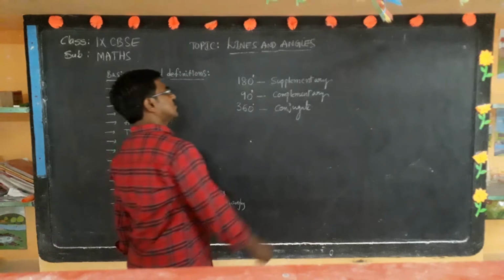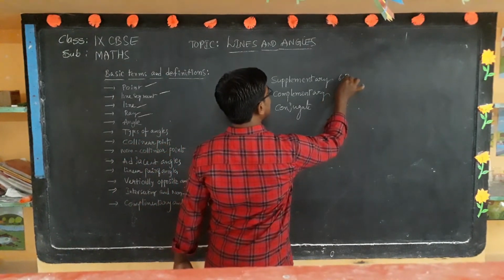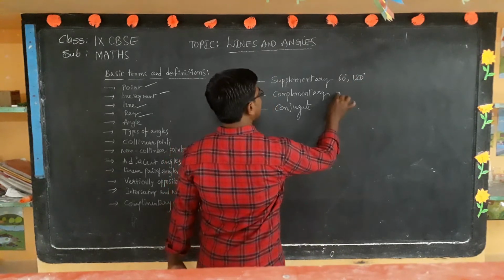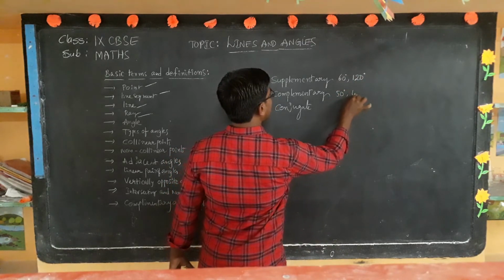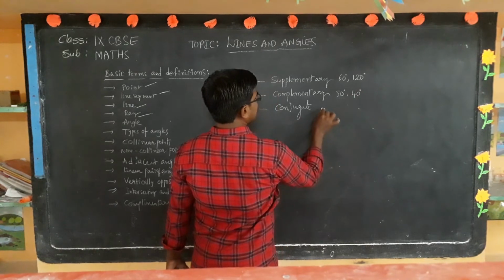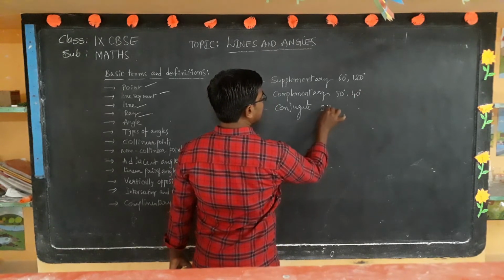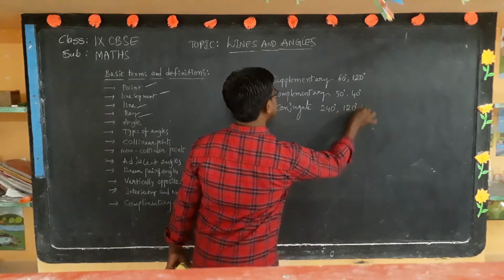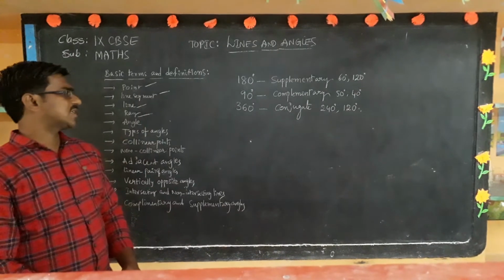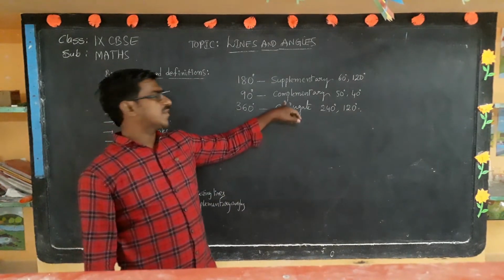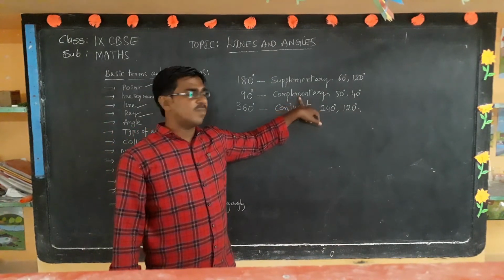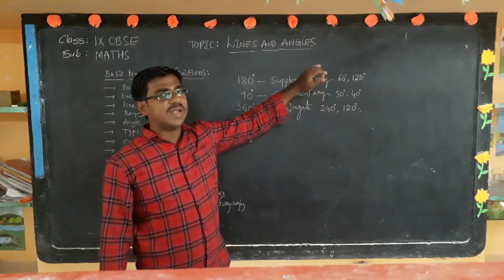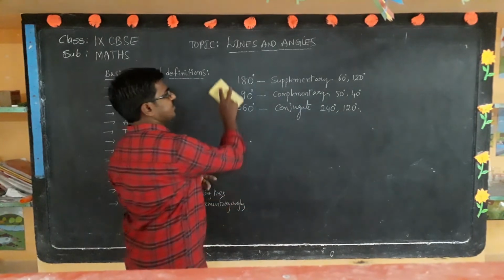So for example, 60 degrees and 120 degrees are supplementary, and 50 degrees and 40 degrees are complementary. Next, 240 degrees and 120 degrees. If the sum of both angles is 360, it is called conjugate; if the sum is 90, complementary angles; and if the sum of two angles is 180, supplementary angles.